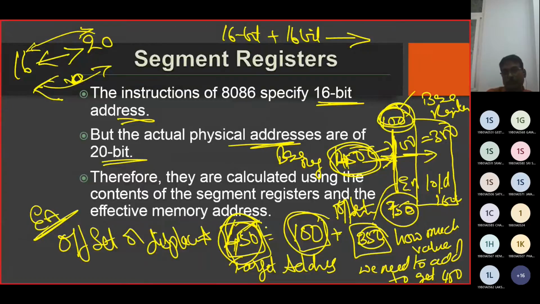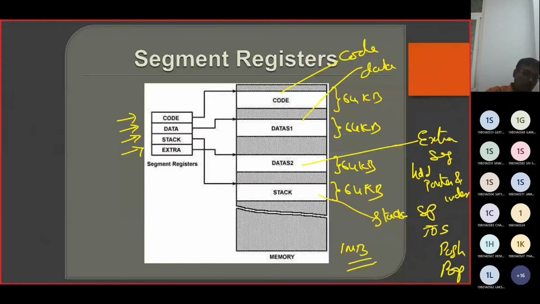So how much is the target data? It is 20-bit. How do I know it is 20-bit? Because the physical address is mentioned as 20, so 2 power 20. Then how do you know it is 16? The definition was that the segment registers always hold the starting address of the location. So the starting address is 100, and if I am going to work with segments, definitely it is going to be 16-bit.